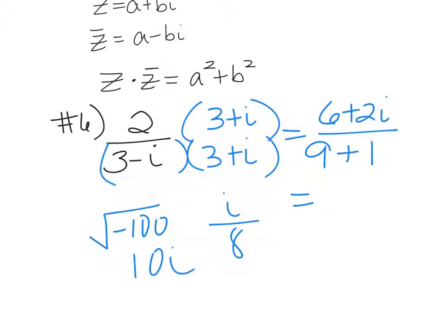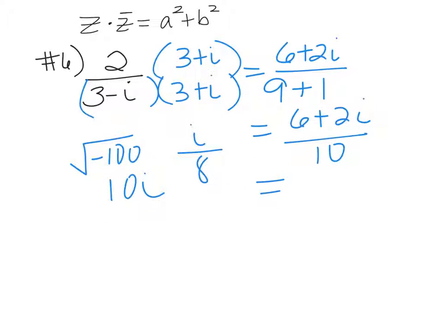i over 8. Okay, here we go. 6 plus... that's actually not a number. It is a number. It's a complex number. Actually, it's imaginary too. All right, so you get 6 plus 2i over 10, and then you want to reduce, so we're going to divide everybody by 2. So you get 3 plus i over 5.